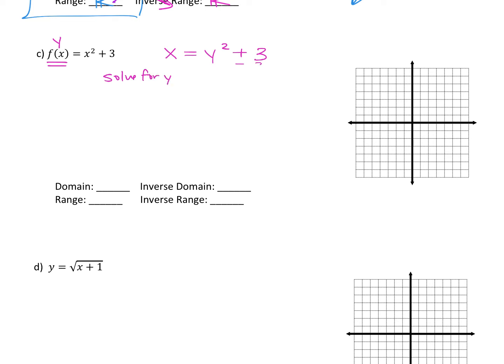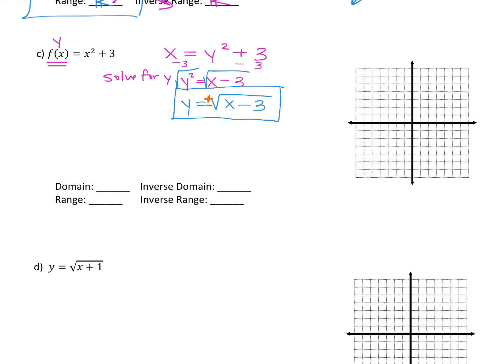So the way we do that is we subtract 3. So it's x minus 3 will equal your y squared. And then we have to square root it because we want to solve for y. So square root both sides and you get y equals the square root of x minus 3. Okay, so that's our inverse. But, oh, I forgot a part. What do you have to do when you square root something on both sides? Plus or minus, yes.